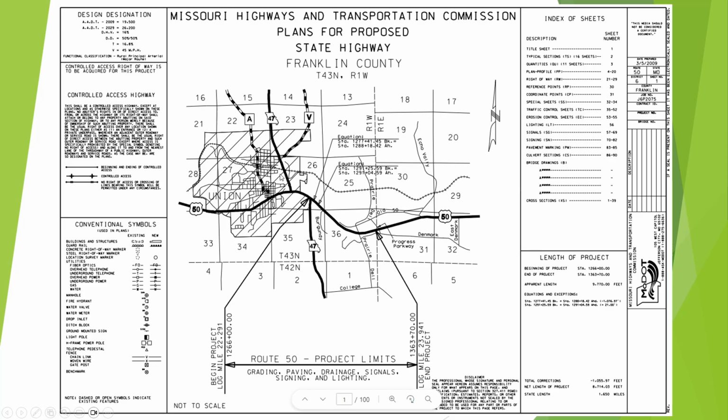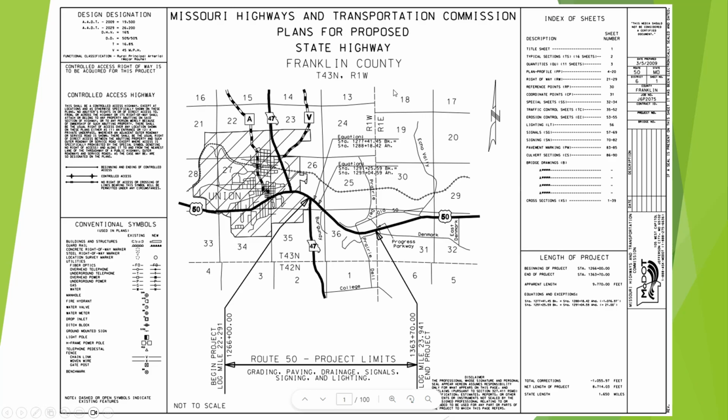So we're going to go through these blocks. You'll see up in the upper left hand corner the design designation. We're going to go there first, and then we're going to go down and talk about right-of-way after that. That's the block right below it. And then we're going to talk about conventional symbols. We're going to go over to the right side and talk about the index of sheets. Then we're going to come down and talk about the length of the project, and we may talk on the title block as well.